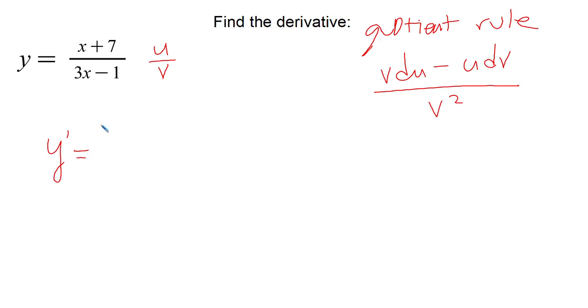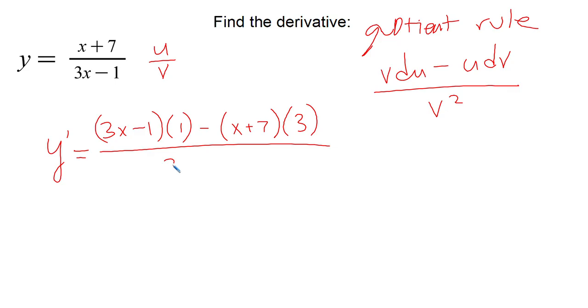first off, the denominator, 3x minus 1, times the derivative of the numerator. Well, the derivative of x plus 7 is just 1, because the derivative of x is 1, and the derivative of 7 is 0. And then we will subtract that numerator, u, so x plus 7, times the derivative of the denominator. The derivative of 3x is 3, and the derivative of minus 1 is 0, so we don't need to put that. Then we'll divide everything by 3x minus 1 squared, right?